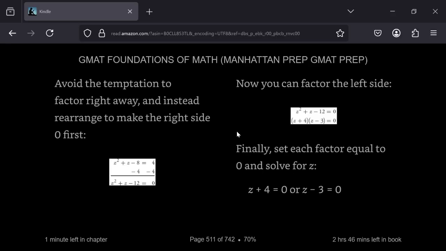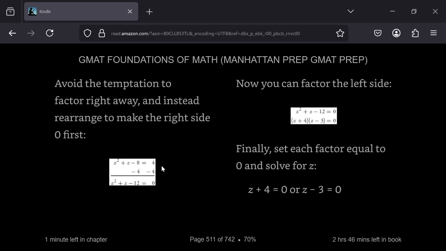Right. So the way to do this is, in my case, I really read the whole thing, and then after reading the whole thing, I would do the exercises. Okay, so I'm now on page 511, and it says here that we should avoid the temptation to factor right away and instead rearrange to make the right side 0 first. So if our equation is z squared plus z minus 8 equals 4, then we need to make the right side 0 first.